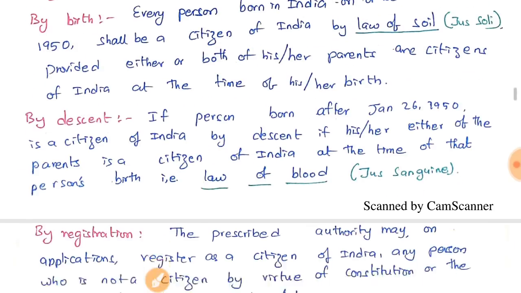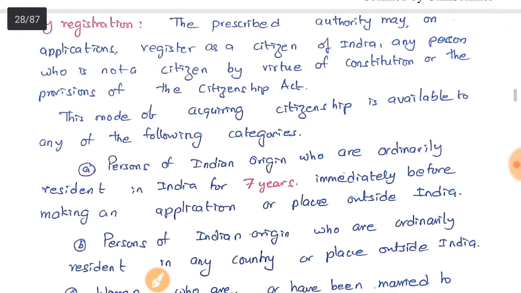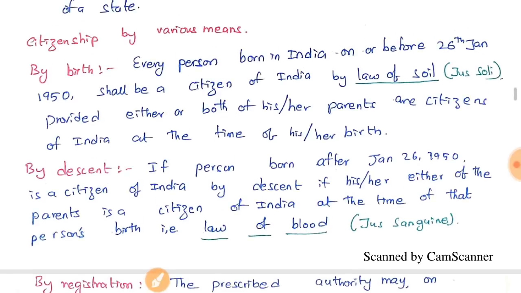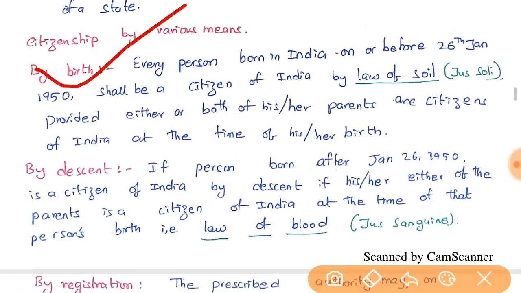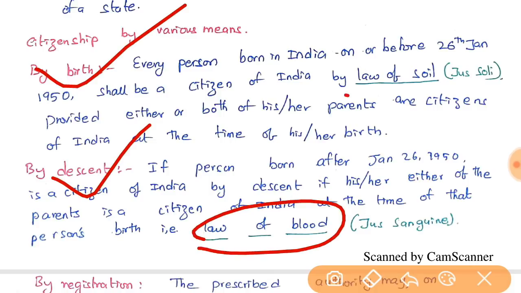By registration. What is this, you all know, friends. By birth you are an Indian. By descent, if you were born outside India but both of your parents are from India, then easily you can acquire Indian citizenship by the law of blood. This is by birth on the soil, friends.